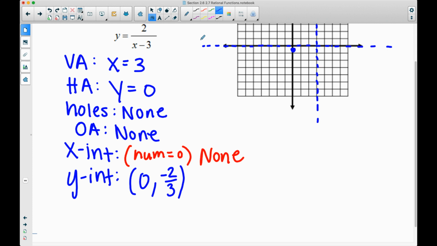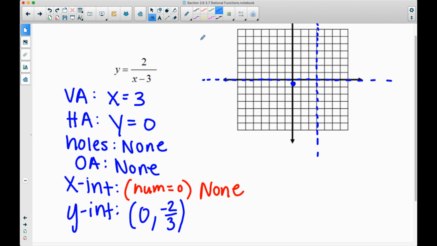Now, some teachers will teach symmetry when it comes to these problems. Me personally, I take the same approach as we do with quadratics, where we start plugging in numbers to find additional points. So, for instance, let's plug in x equals 1, just because I want to see what this graph ends up looking like. That's 2 over negative 2. So at 1, I'm at negative 1.